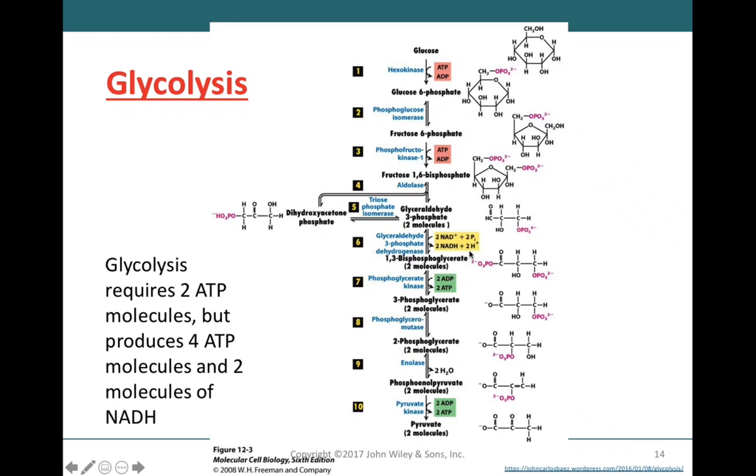And that's why I say that this is an investment. We've invested 2 ATP now so that we can get back 4 ATP. So through every molecule of glucose, we're going to have to invest 2 molecules of ATP, and that will give us 4 molecules of ATP. So we get a net gain of 2 molecules of ATP and 2 NADH molecules every time one glucose molecule runs through the glycolysis reaction.